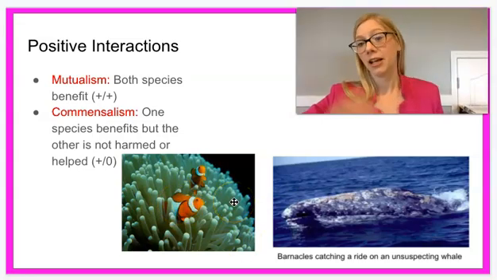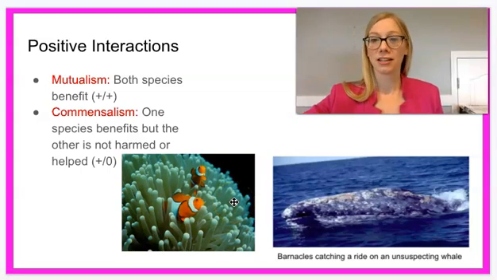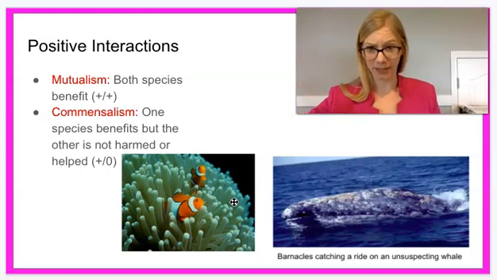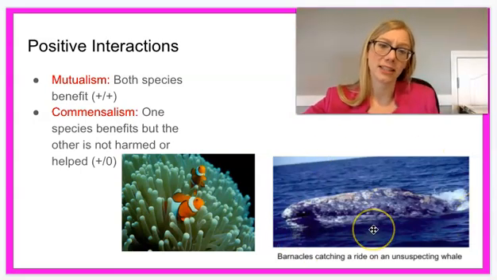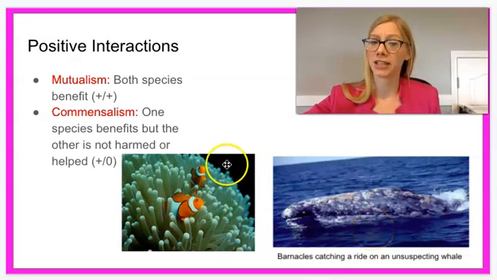Because the anemone will protect the clownfish, and the clownfish provides some things that the anemone needs too. So both of them benefit from their interactions together. Then we have commensalism. It's where one species benefits, but the other is not harmed.